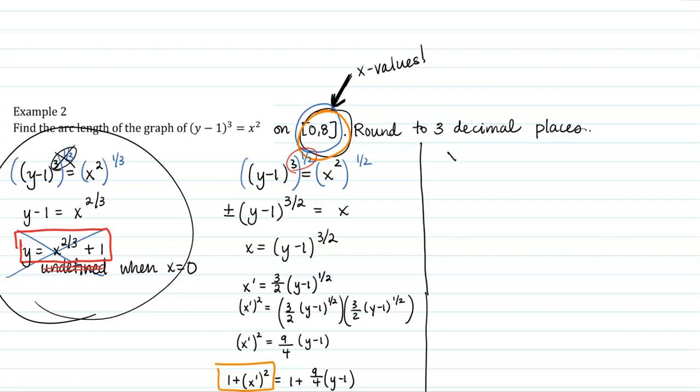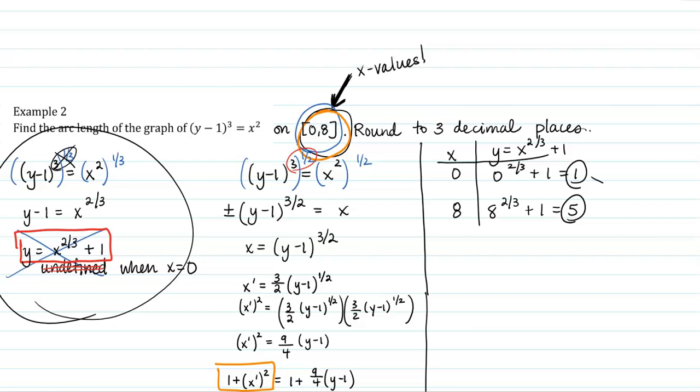So I'm going to make a quick little table here for x and y and see, well, when x is 0, what's y? And when x is 8, what's y? When x is 0, so I'm plugging into the red box the fact that y is equal to x to the 2/3 plus 1. When x is 0, y is 0 to the 2/3 plus 1, which is just 1. And when x is 8, y is 8 to the 2/3 plus 1, which is 5. So 1 and 5 are the limits on our integral.